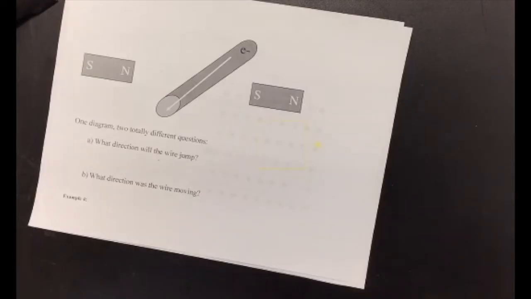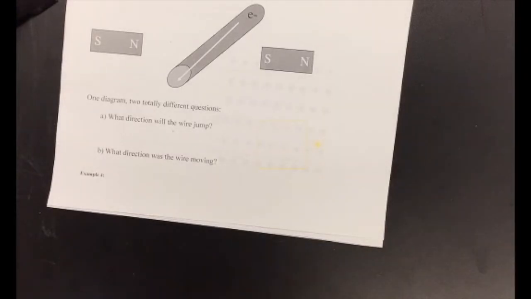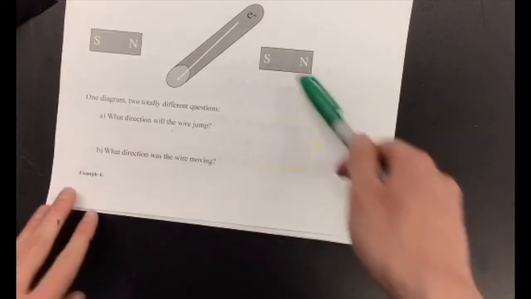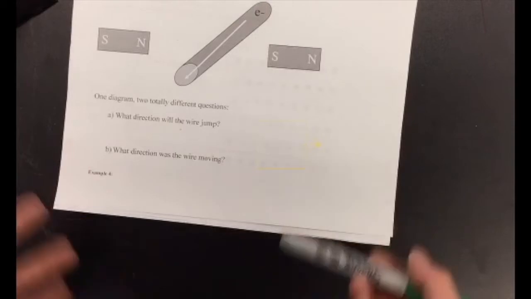Okay, I like this one. So one diagram, two totally different questions that you might be asked, okay? So the first is, what direction would the wire jump? Okay, what is that asking about? Well, it's saying, will the wire jump? So that would imply that this electron flow was already here, and that's going to cause a magnetic force to act on the wire itself and make it move.